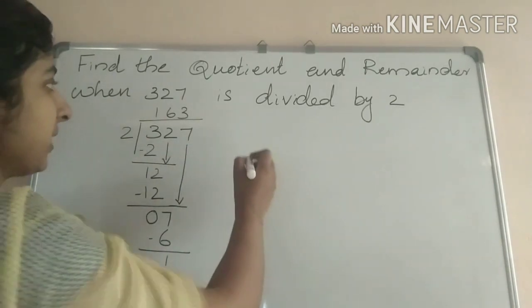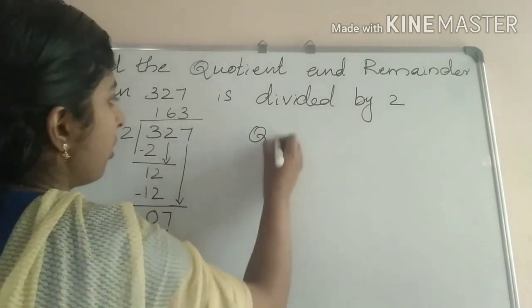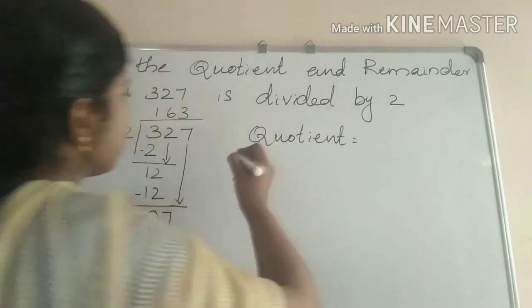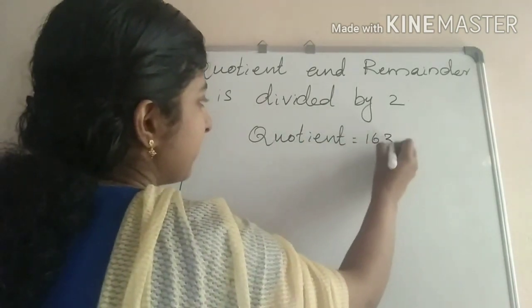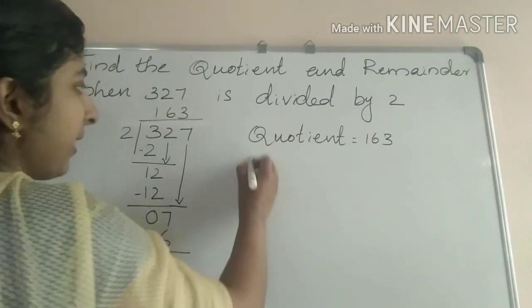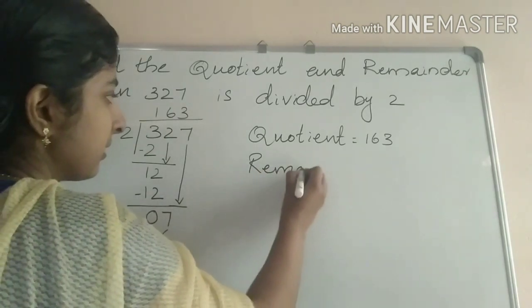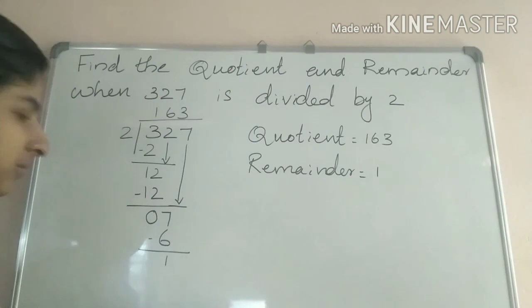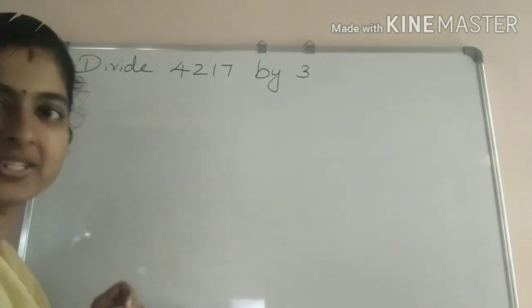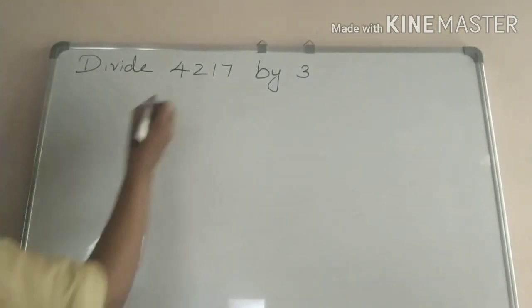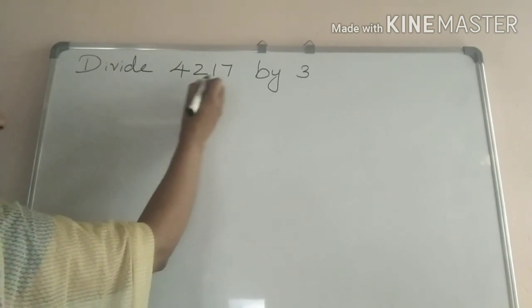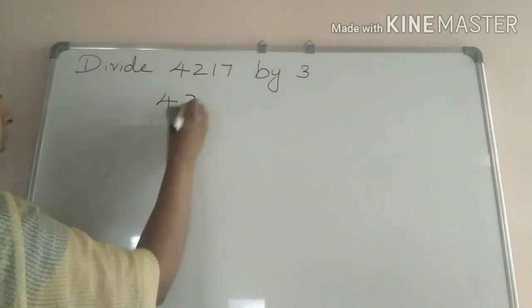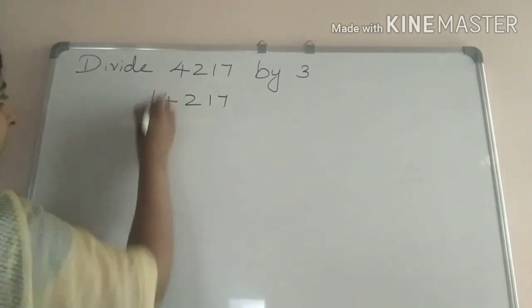The quotient is 163. Then a remainder equal to 1. Isn't it? See the second question, that is divide 4217 by 3.